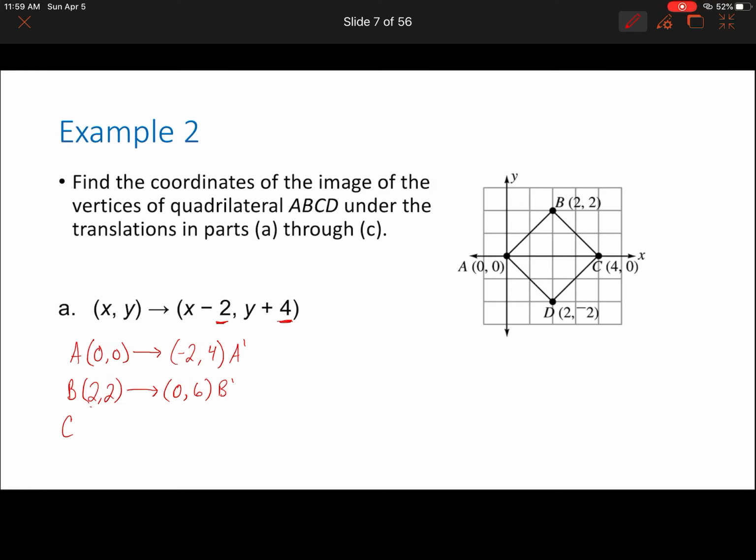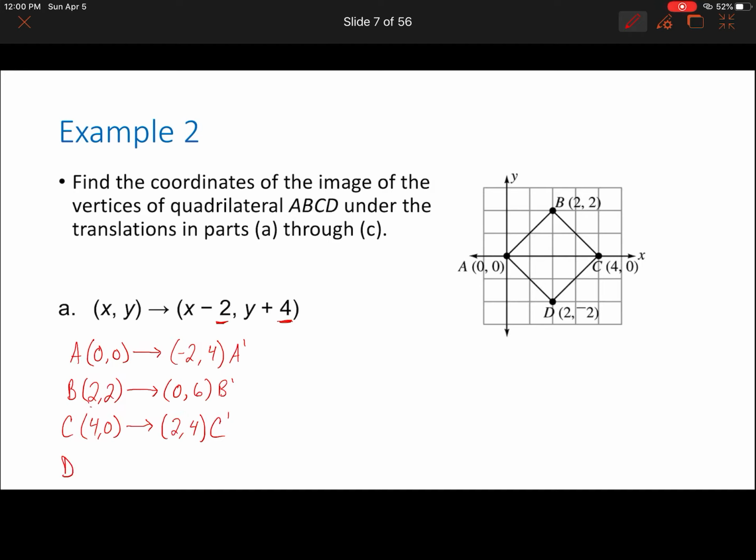And then point C is 4, 0. We're going to move it, again, subtract 2 from your X, so it's going to be 2 for the X coordinate. Add 4 to the Y, which will be 4 for the Y coordinate. And that is going to be point C prime.